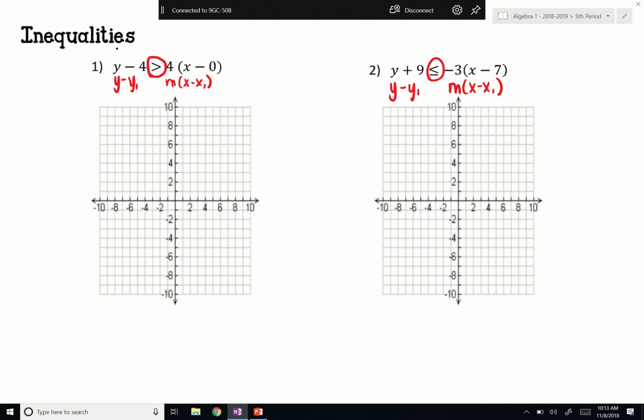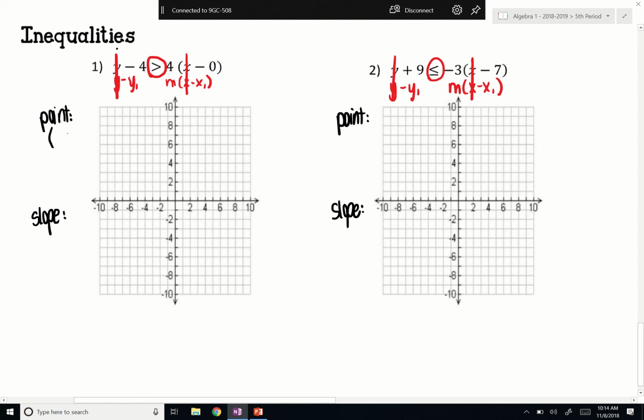Now, remember, there are certain things that don't change. What are they? The first y and the first x. First y, first x. I'm just going to cross those out so I don't stress about them. Okay? Now, what are the 2 things I need to be able to identify? Point and slope.